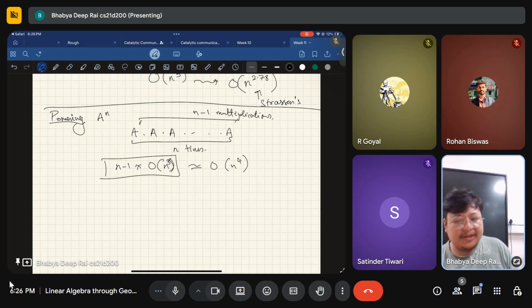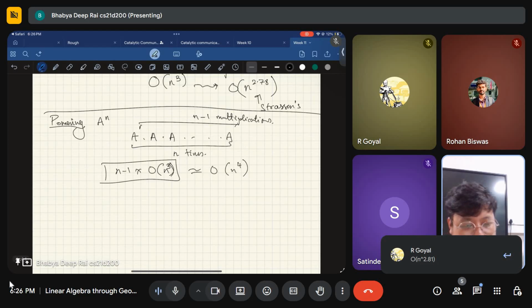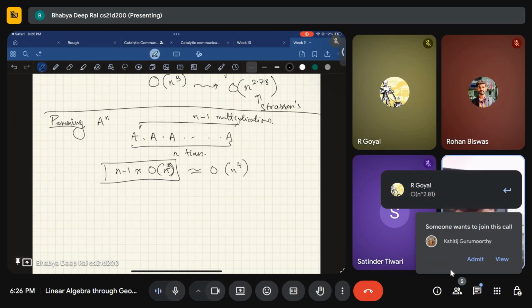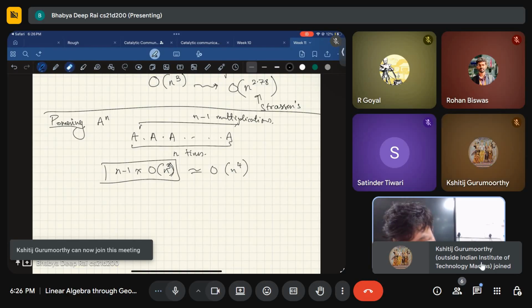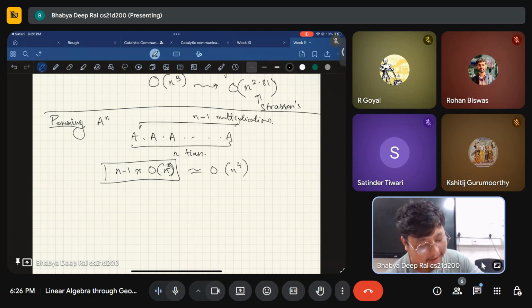Can you do better? Well, order n to the 2.81, is it? It's not 2.7, so it's even worse than what we know, it's 2.81. Okay, thank you. So you need these many multiplications.